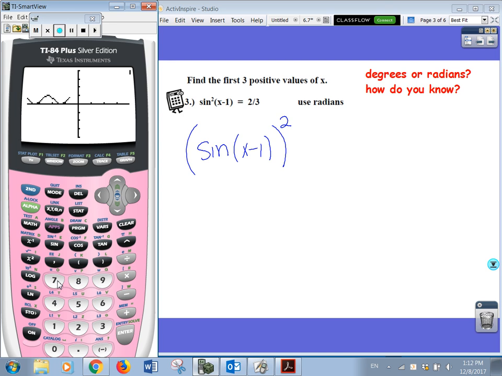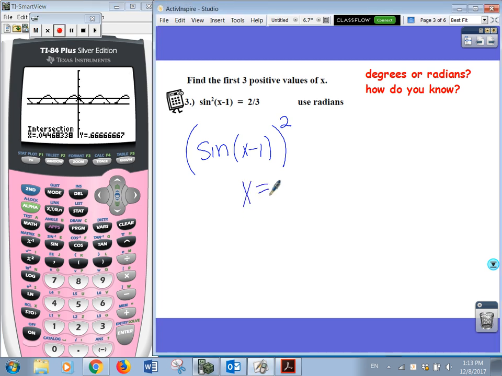Now, even though this looks like a sinusoid, it's not really a sinusoid. It does not have a period. Sine x has a period of 360 over b or 2 pi over b. Sine squared x does not have those same characteristics. So we do just have to find all 3 positive values using the intersection function. So our first answer, use the correct variable, equals 0.045.